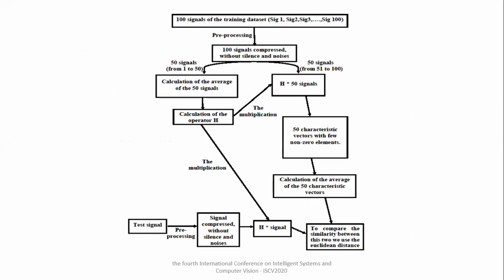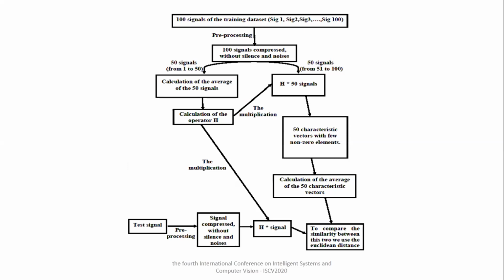The following figure shows a simple example of how our system works. For example, if we have 100 signals in the training dataset, the first thing to do is to compress the signals by removing noises, silences, etc. And from the average of the first 50 signals, we calculate the operator H. Then we multiply it by the rest of the signals, that is from 51 to 100. After that, we will get 50 characteristic vectors, and we calculate their average.